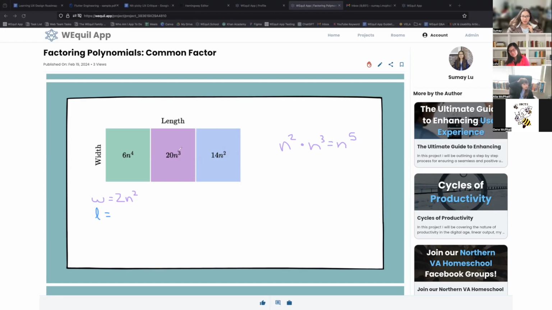Because obviously 3 and 2 don't share the common factor of 2, right? The only factors of 3 are 1 and 3, which is why 3 is a prime number.